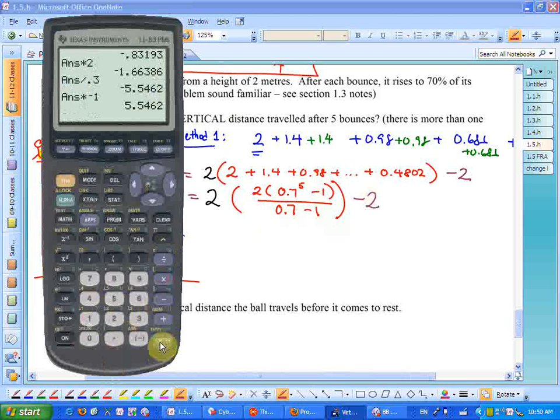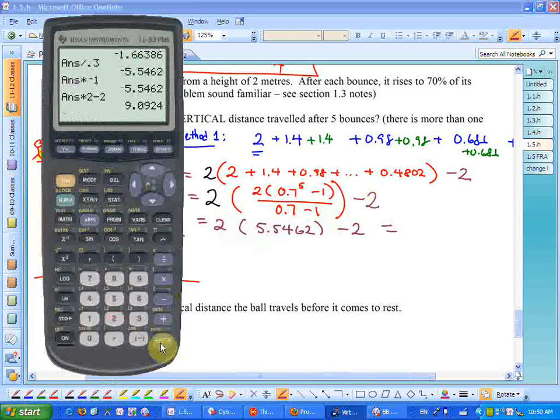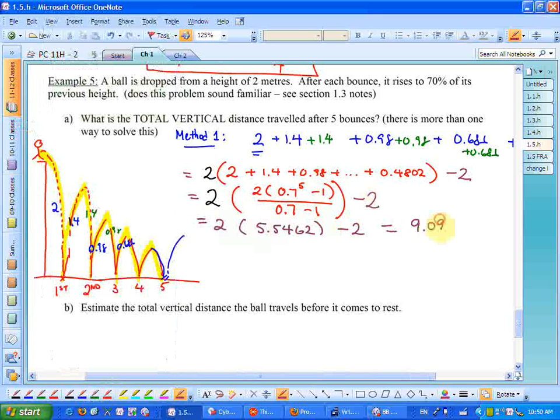So 5.5462. Okay, so I will do this. That equals 2 times 5.5462, and then you're going to minus the 2 afterwards. So go ahead and do that. Lovely, 9.0924. Okay. And I believe this is the correct answer, so congratulations. This is one way of actually calculating this total vertical distance. Give you a chance to write this down, and then I'll show you another method, method number 2. And you can decide which one you like better.